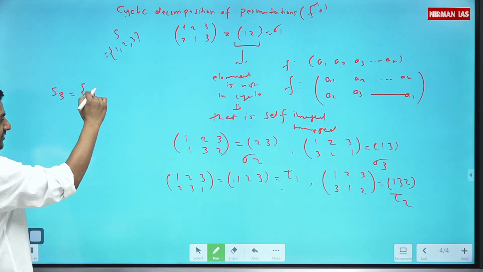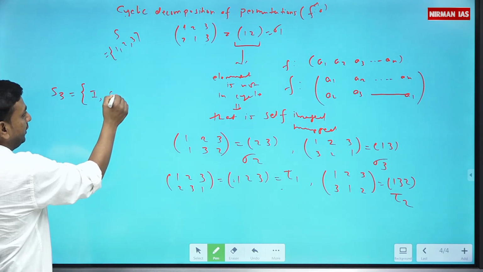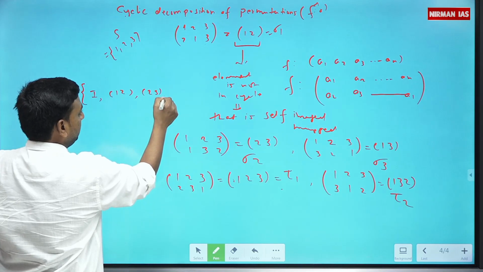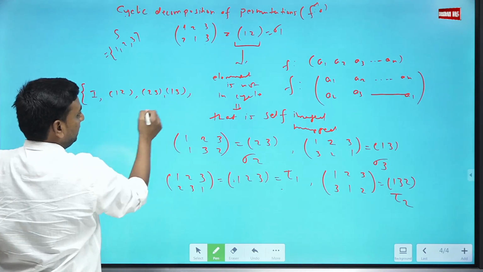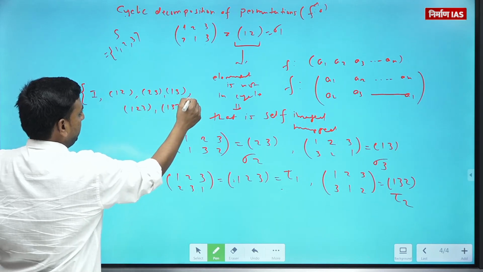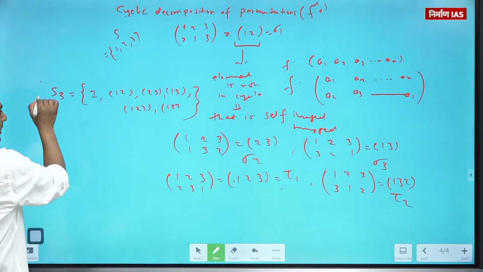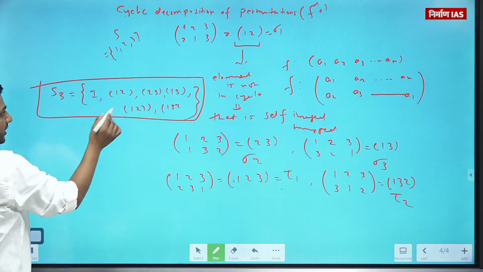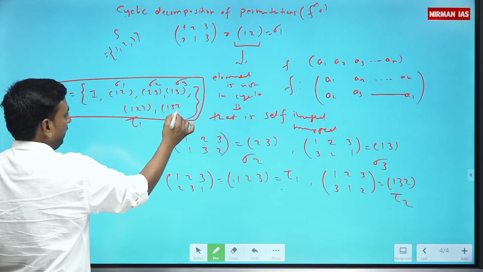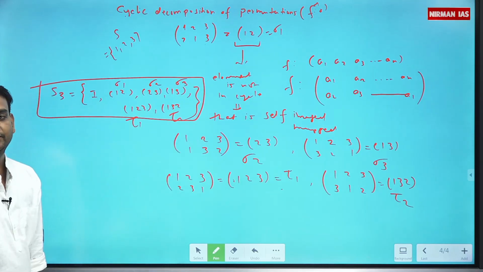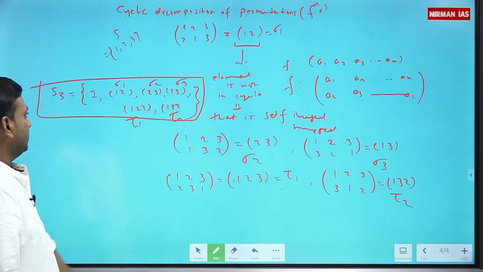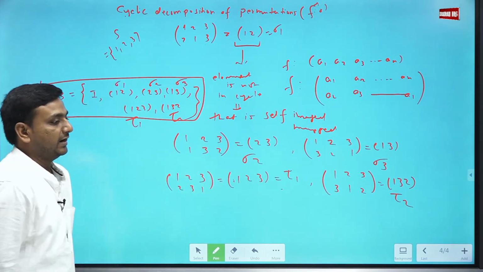So we will be taking S3 as I, meaning each element is self-imaged, then (1 2), (2 3), (1 3), (1 2 3), (1 3 2). So this will be my S3. Here this is sigma 1, sigma 2, sigma 3, tau 1, tau 2. Is that clear to you guys? So in the cycle form, it will be written like this.